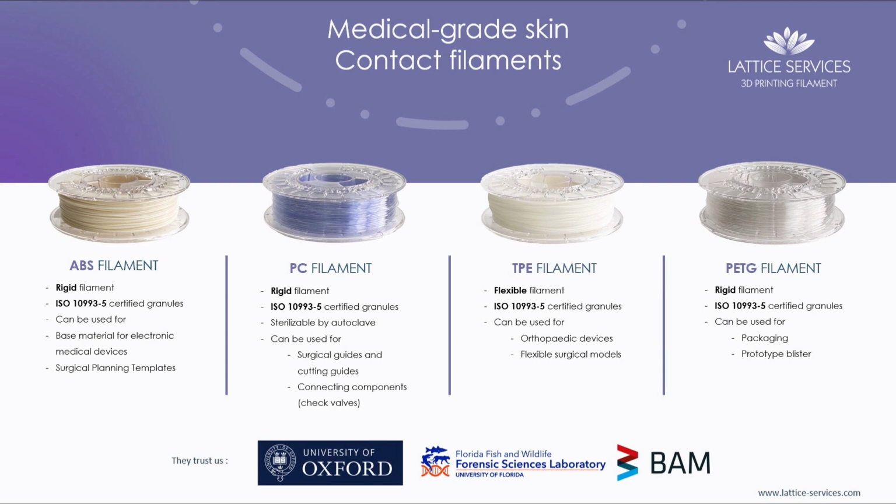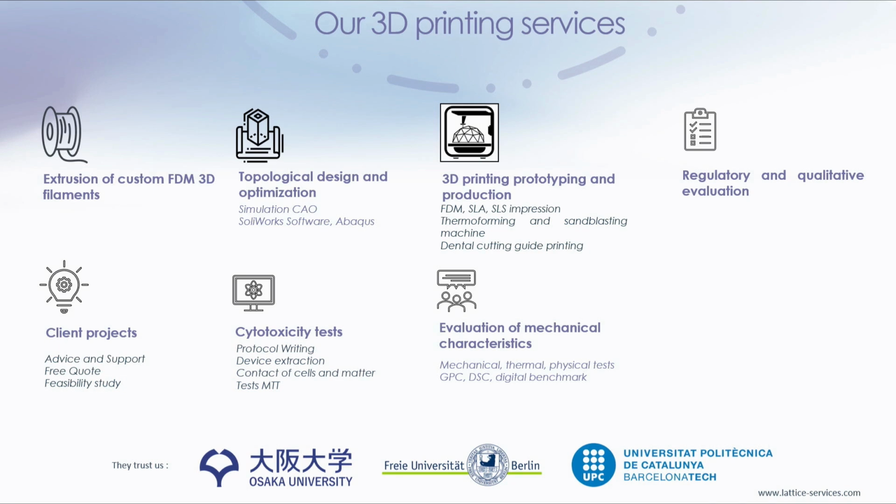And we have also a non-implantable material, so medical grade skin contact filament with ABS, polycarbonate, which can be sterilized in autoclave, for instance, a soft filament and PETG. And you understand, we have the raw materials, we have the production platform, so we can help our customers to develop, to design 3D printed products and test with our lab different in vitro or in vivo tests, and then pass to the production and test at clinical level.